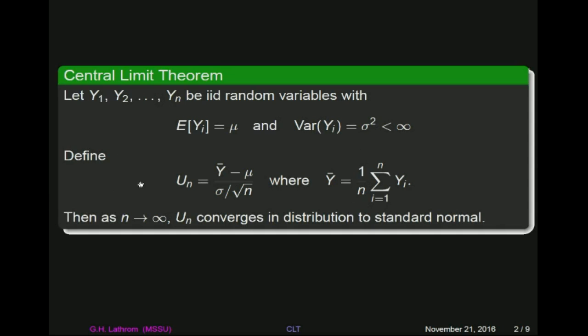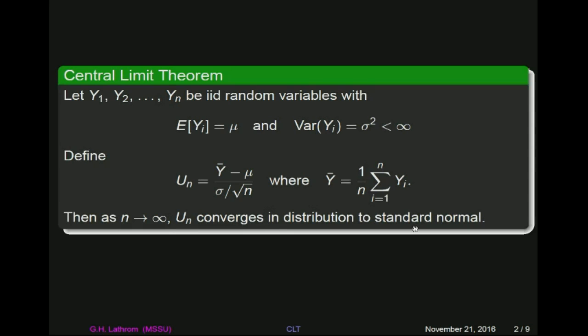So if we define a transformation, first we take the average of our samples, so that's our y bar, being 1 over n times the sum of the y sub i's. And then we define a variable u, which is dependent on n, so it's dependent on the size of our sample, u sub n, equal to the average of our samples minus mu divided by sigma over root n. Then the central limit theorem says that as n goes off to infinity, the distribution of the u sub n's converges in distribution to the standard normal.